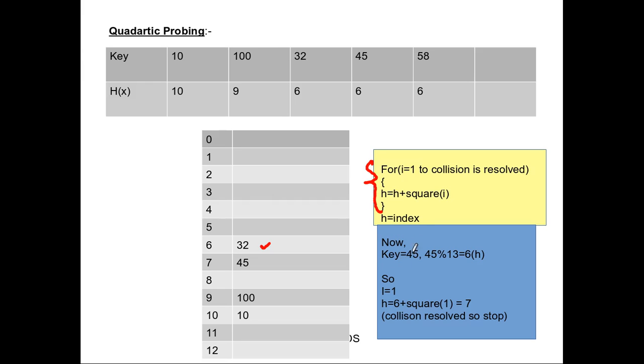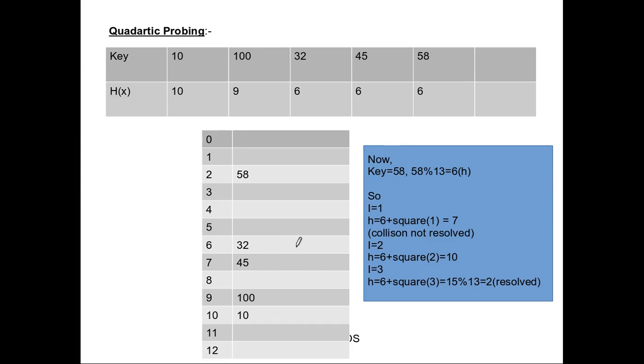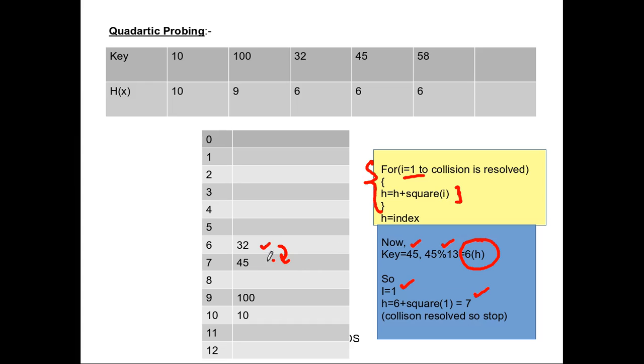What this algorithm does is, you start with an arbitrary i value as 1 and you do this operation. Here the key value is 45 which you want to store, and 45 modulo 13 is 6, which is the h value for it. So the index is h. I start my for loop. For i equal to 1, I calculate h equal to 6 plus square of 1, that is 6 plus 1, which is 7. So I look at the next immediate memory location. It was free, so 45 got stored here. So no problem.